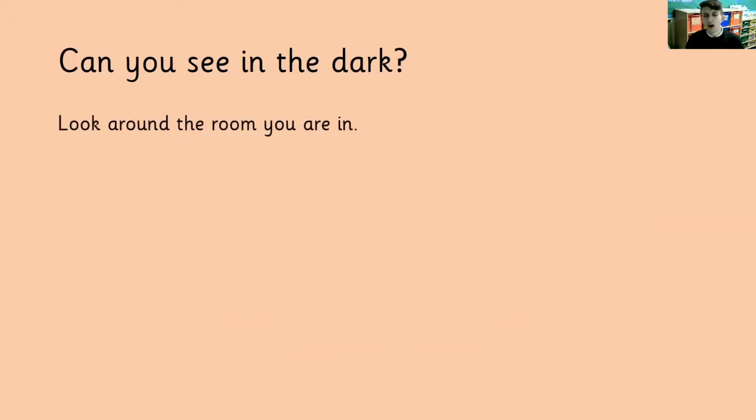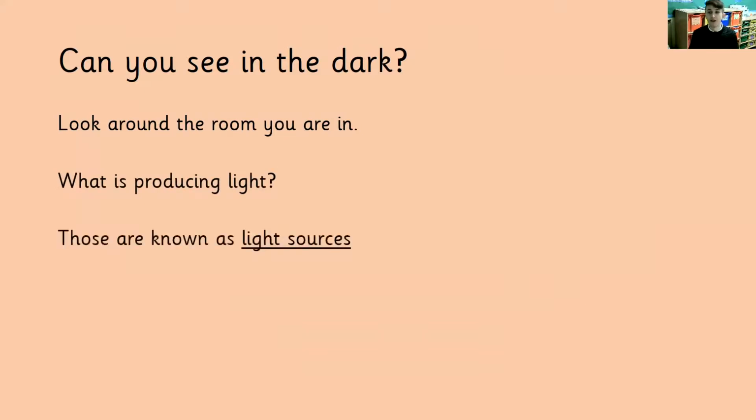So, look around the room you're in, and I'm going to do the same. I'm looking around. What is producing light? And remember, anything that produces light is called a light source. So look around the room. What is producing light? Well, in the room I'm in, the light bulbs above me are producing light. The light coming in from outside through the blinds is producing light. Anything else producing light? I don't think so.